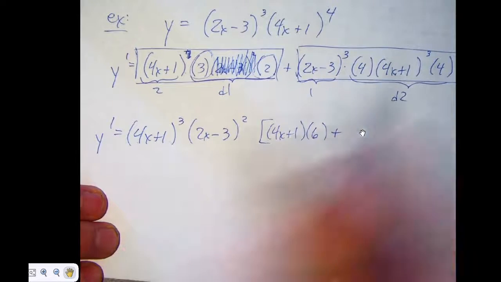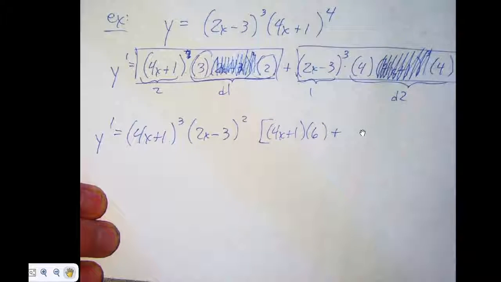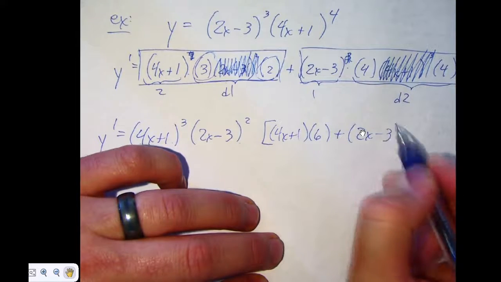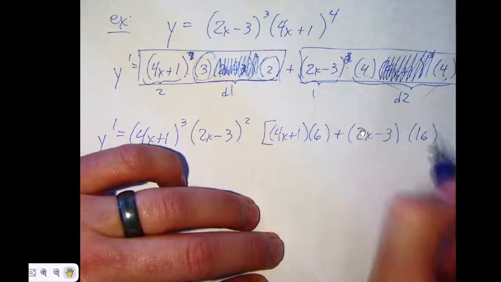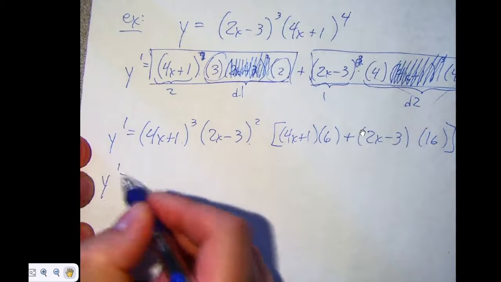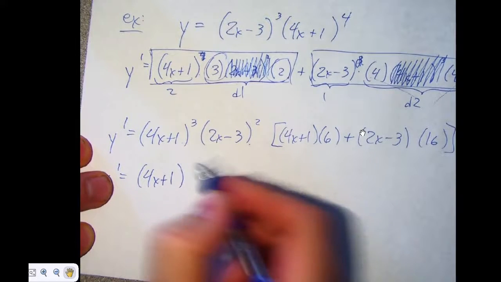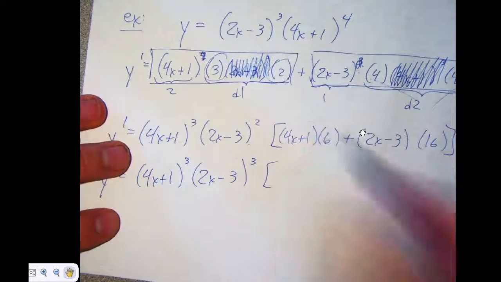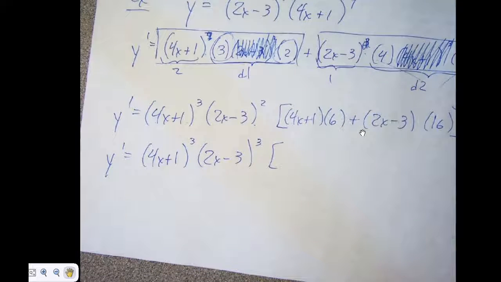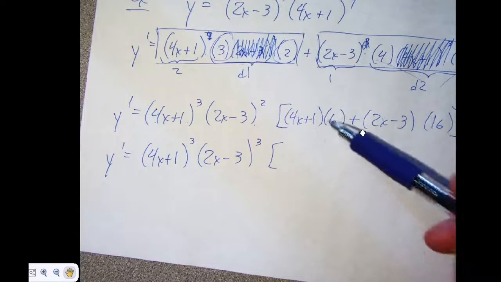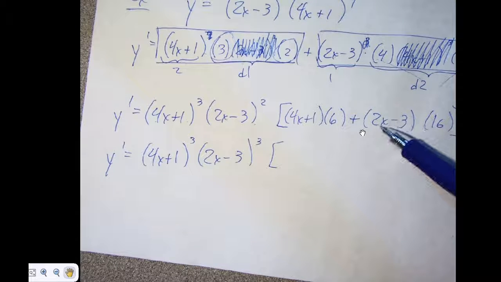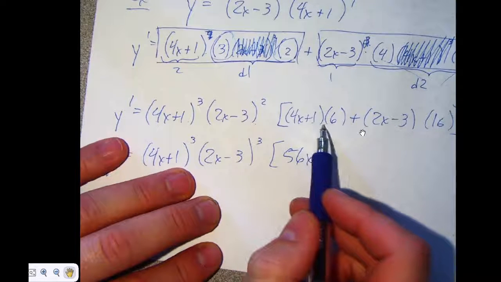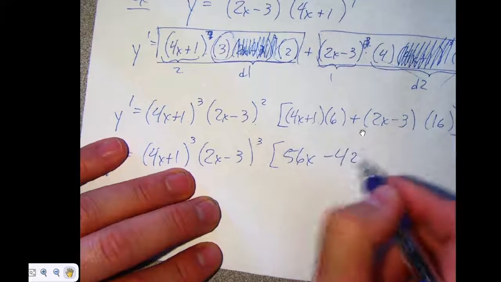Plus, so if I took 3 of those from here, the 4x plus 1s are gone. If I took 2 2x minus 3s, there's still 1 of those. Take that 4 and 4 and make it 16. And then my job is just to distribute and combine the inside, so 56x minus 42 on the inside.